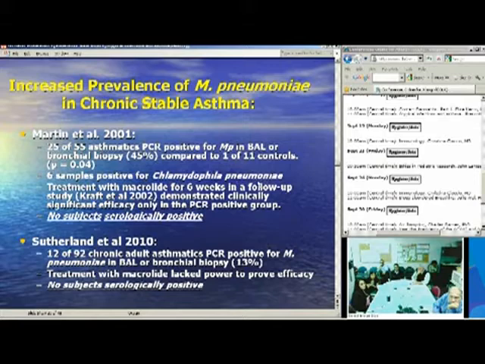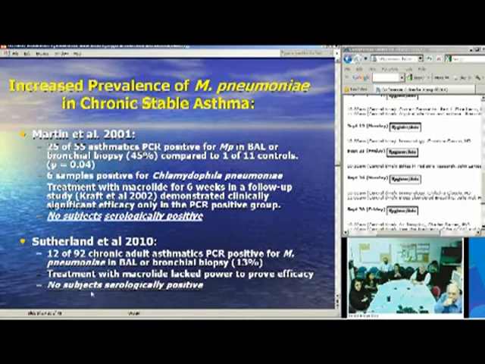Also, several individuals were positive for Chlamydophila pneumoniae, another organism that could cause a very similar type of phenotype. And interestingly, the same group then did a 6-week trial of macrolide treatment in a follow-up study and demonstrated a clinically significant response only in the PCR positive group, about, I think, 0.4 liters improvement overall in that group. And importantly, none of these chronic stable asthmatics were serologically positive. They might have some antibody, but since this is a type of antibody that's present in the normal population, there was not a significant difference from the background in these individuals.